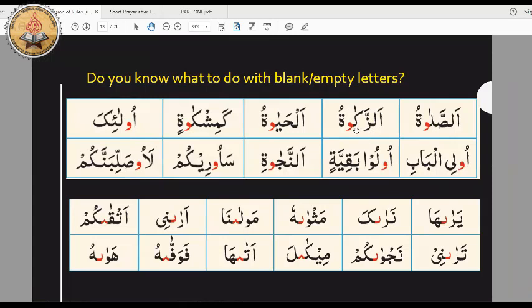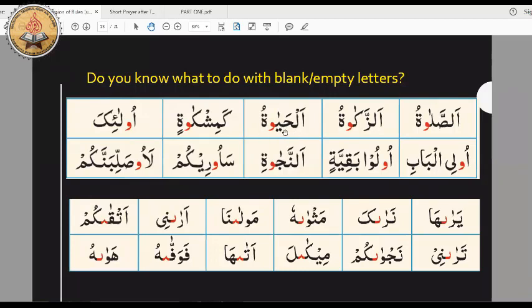How will you pronounce just this letter? Ka. Ka. Well done. Because last time it sounded a little bit like a thick letter, but you said it perfectly the second time. So once more this word. Az-zakatu. Very nice. Al-hayatu. Good. Al-hayatu. Al-hayatu. Very nice.